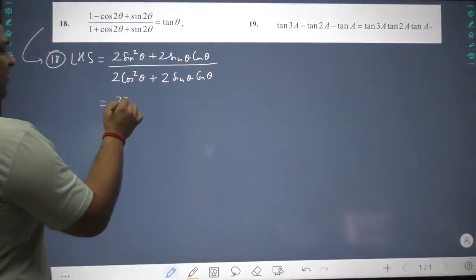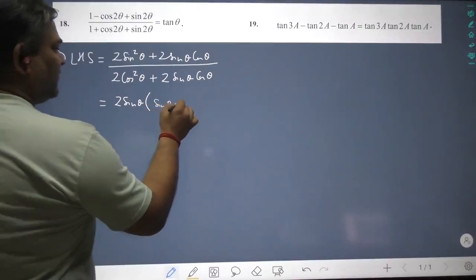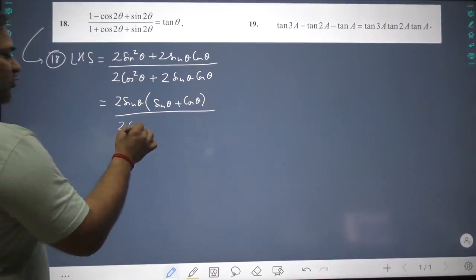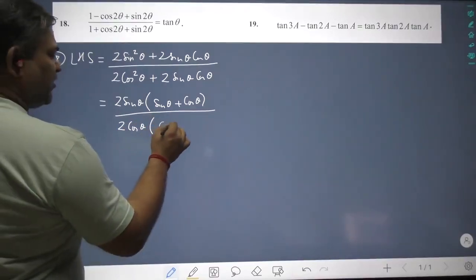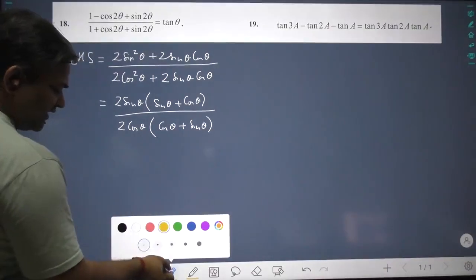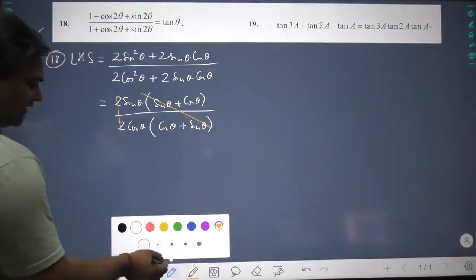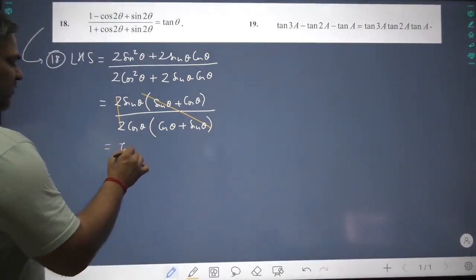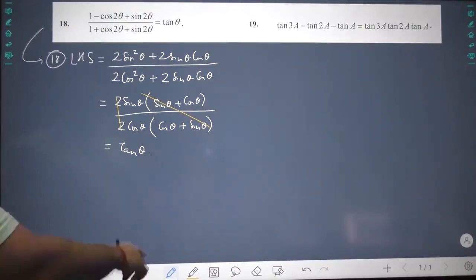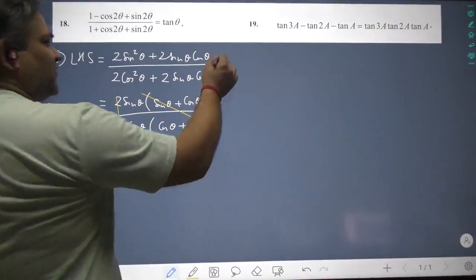From the numerator, you take 2 sine theta common, and here you are going to get sine theta plus cos theta. From the denominator, take 2 cos theta common, and here you are going to get cos theta. Oh, so it is getting cancelled. Let's cancel it, and clearly in just a single step, it comes out to be tan theta. Say yes. How many of you got this right? Yes, sir. Very good.